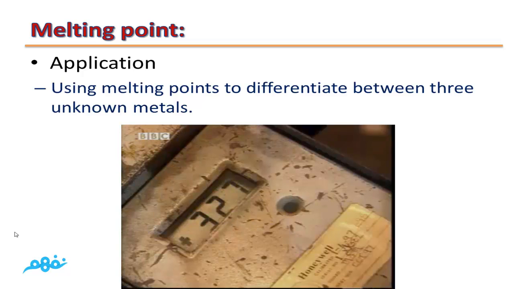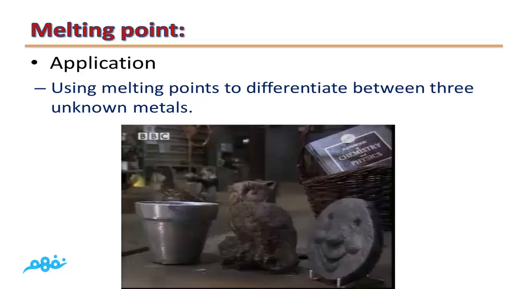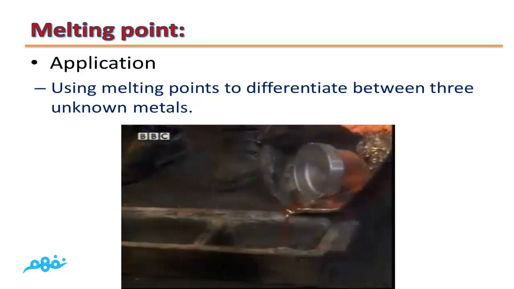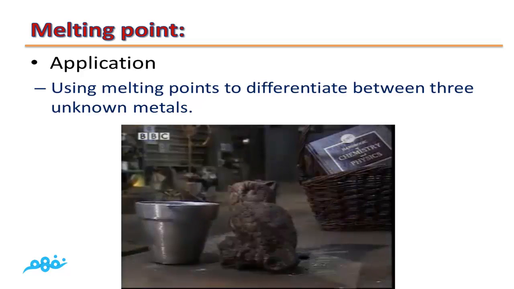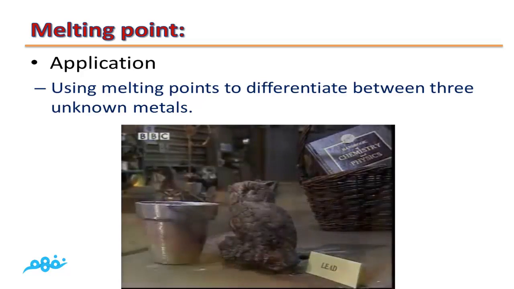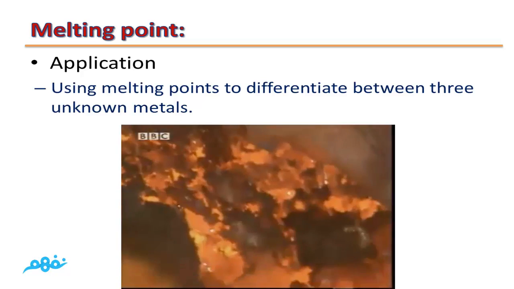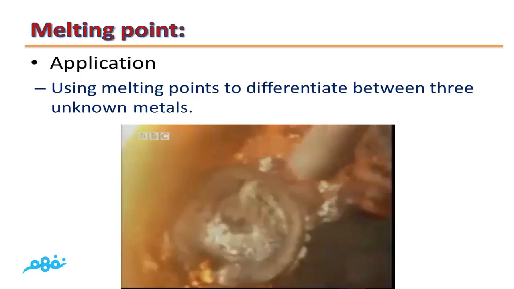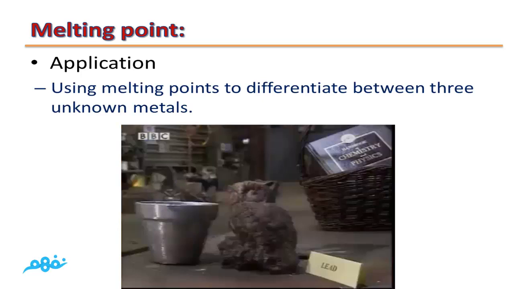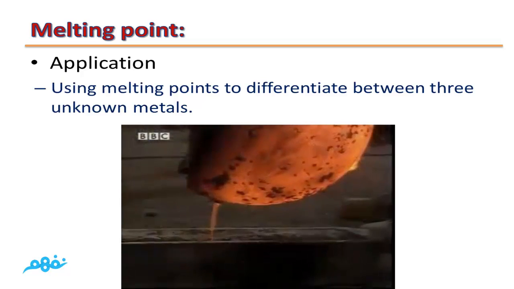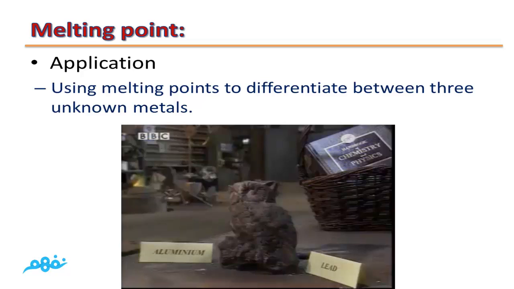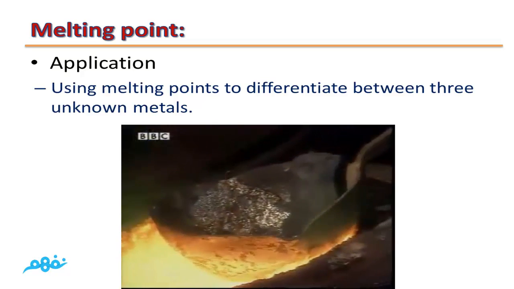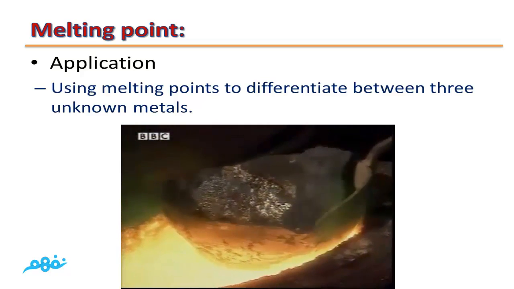The melting point of the first substance is 327, which is the melting point of lead. So this smiley face is made of lead. The second substance begins to melt. Its melting point is 660, and by referring to chemistry reference we will find this substance is aluminum. This is the last object.